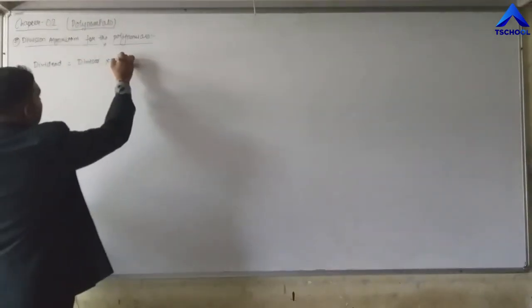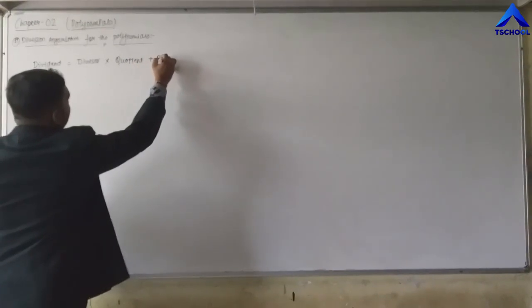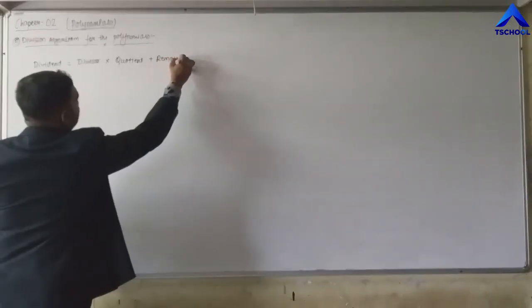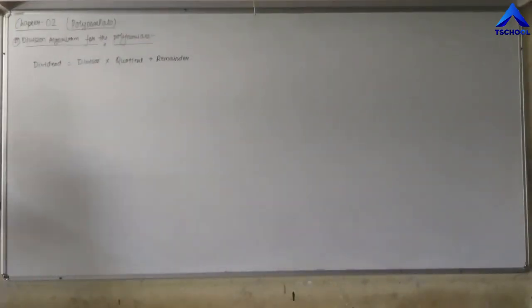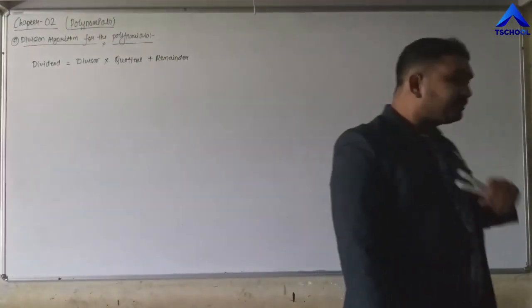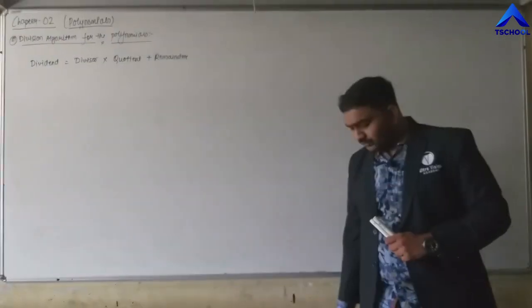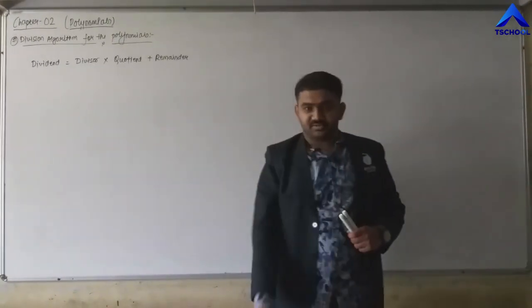divisor multiplied by the quotient plus the remainder if any. Right? If there is any remainder, then that is added. If there is no remainder, then that is not added. That means zero. It is zero. Right? Now, this is the algorithm that follows for the numbers.